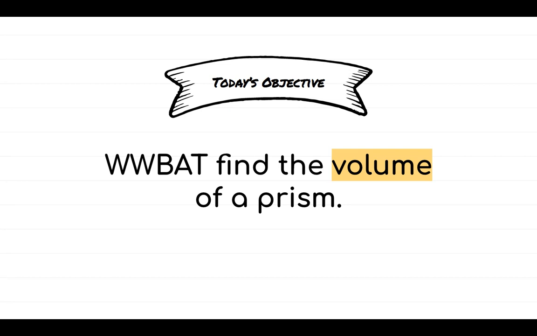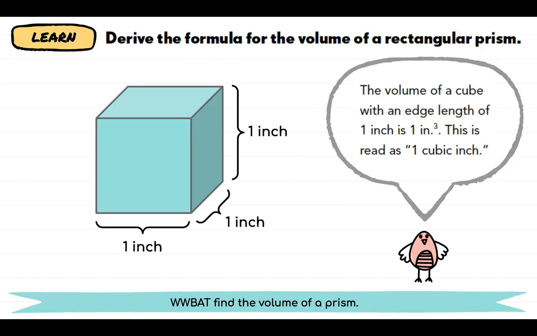We are going to find the volume of a prism. And a prism, we know that it's a solid. It has two identical sides that connect with parallelograms. Now, before we look at how to find a volume, you need to understand where this cubic inch or cubic feet or cubic centimeters comes from.